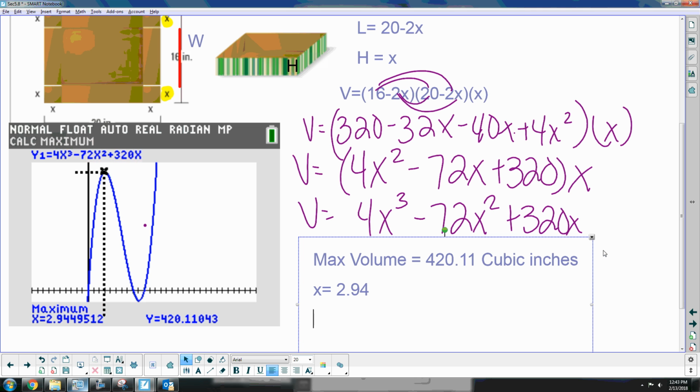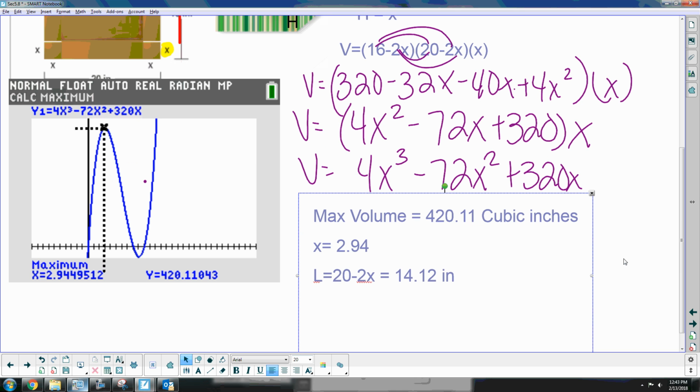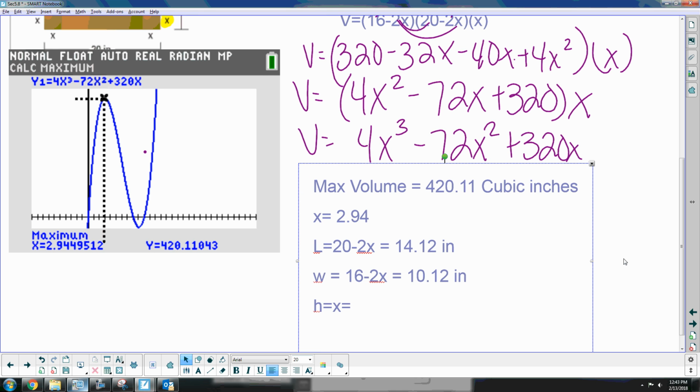And then lastly, it asks me my dimensions. So if my length was 20 minus 2x, 20 minus 2 times 2.94 is 14.12 inches. My width is 16 minus 2x. So if I plug in 2.94 for my x value, I get a width of 10.12 inches. And then lastly, my height was x, which is 2.94 inches.